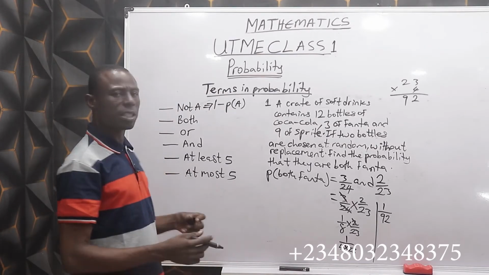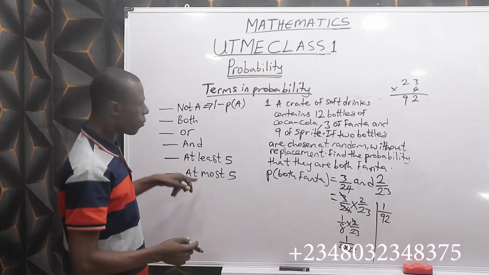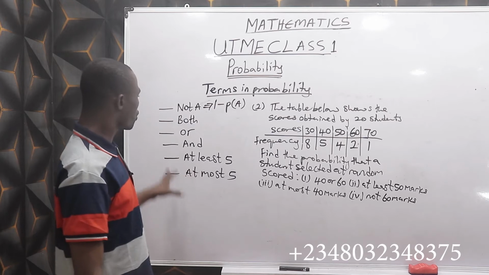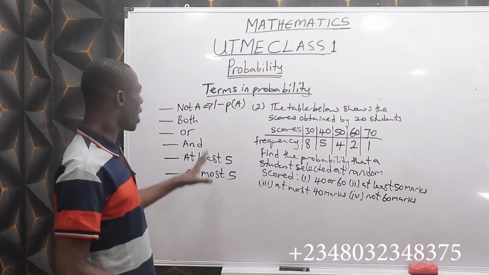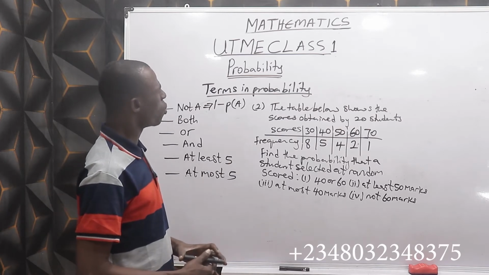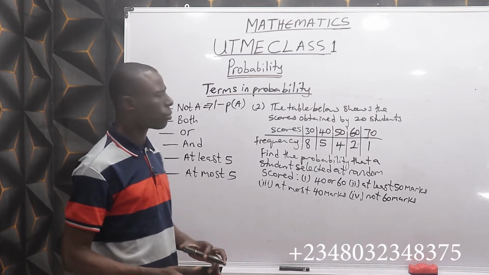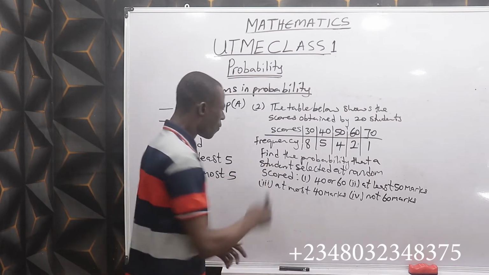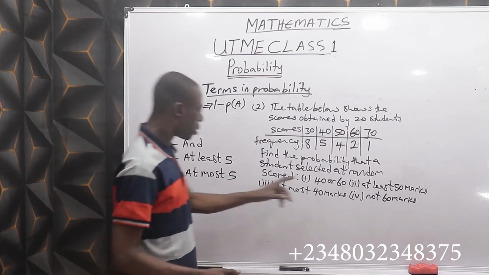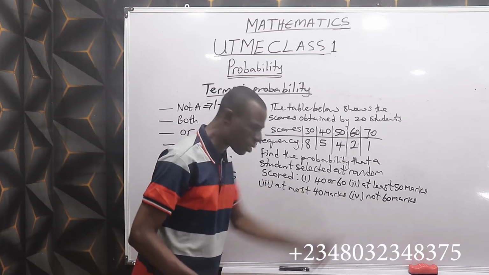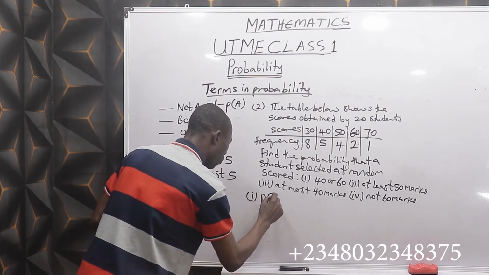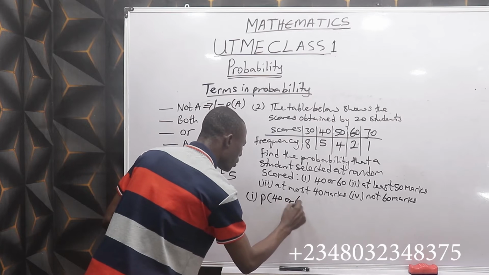Let's consider another example under this general explanation of the terms in probability. Example 2: the table below shows the scores obtained by 20 students. This is the table. Find the probability that a student selected at random scored, Roman figure 1, 40 or 60. How do we use or in that regard?